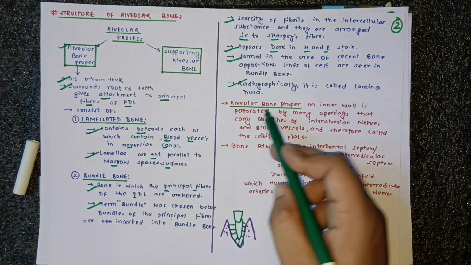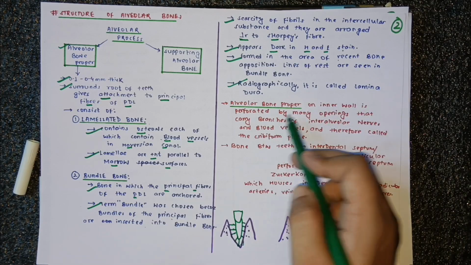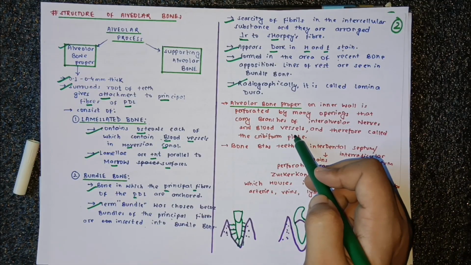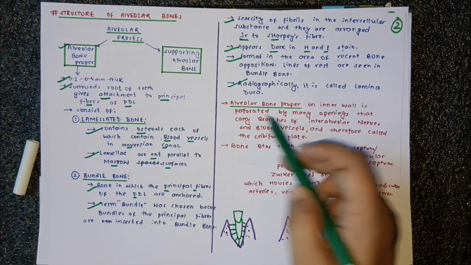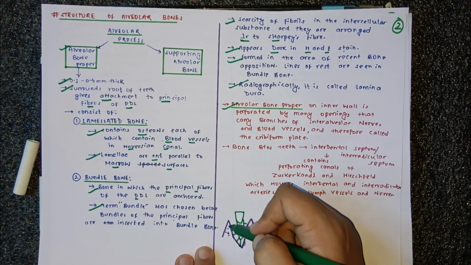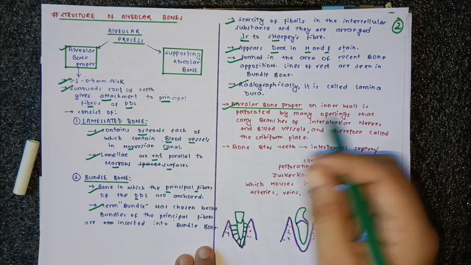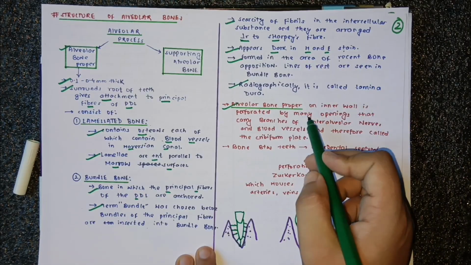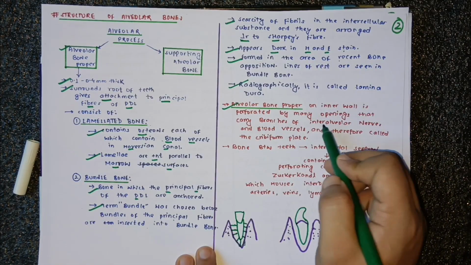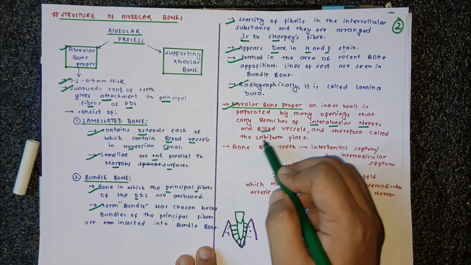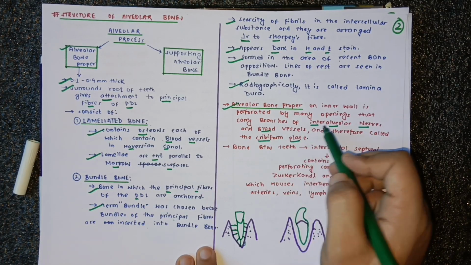Alveolar bone proper on the inner wall is perforated by many openings that carry branches of the interalveolar nerves and the blood vessels, and therefore is called the cribriform plate. In this alveolar bone proper we have laminated bone and also bundle bone, and in the bundle bone we can see perforations. The perforation is by the surface fibers and also by the interalveolar nerves and blood vessels. So they are called the cribriform plate.